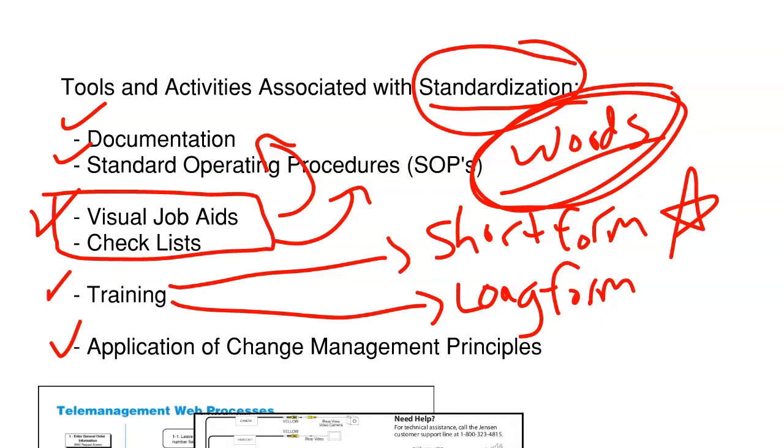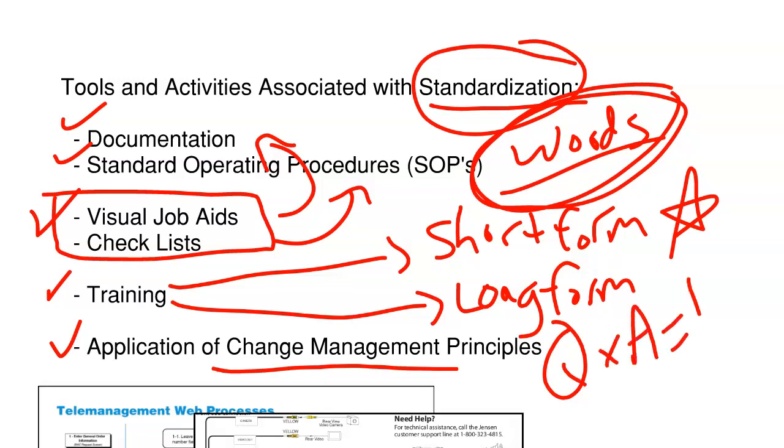Finally, I think it's really important that as we're building these tools and creating this documentation, SOPs, visual job aids, checklists, and training, that we have to be mindful of the change management principles that were covered in earlier parts of this program. We go back to the old Meyer equation, Q times A equals E, where E is your effective business result, where the gains are being sustained. We have to make sure and be mindful of user acceptance and buy-in.